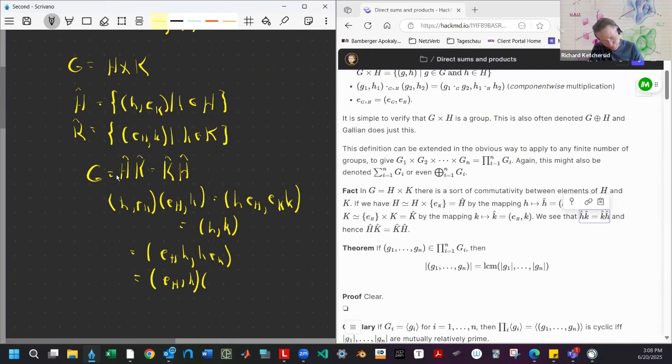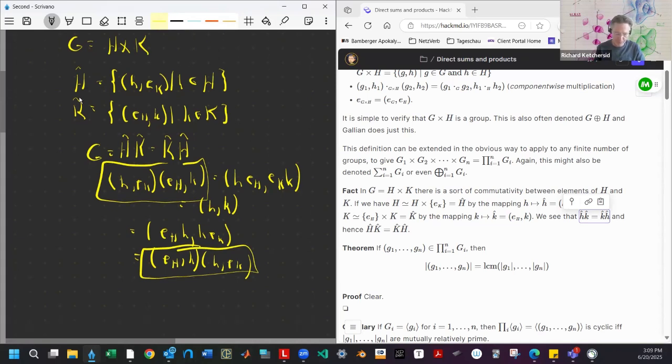times (h, e_K), and notice I'm even dropping the subscripting here on some of this stuff. For the e's, I'm keeping it for a second. Otherwise, this would look strange. So here I've got these multiplied in that order, and here I've got these multiplied in the other order. So it's not saying that the group G itself commutes, but it is saying that elements of H commute with elements of K, in some natural sense, okay?